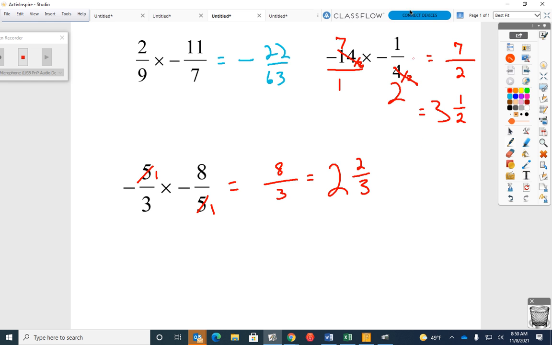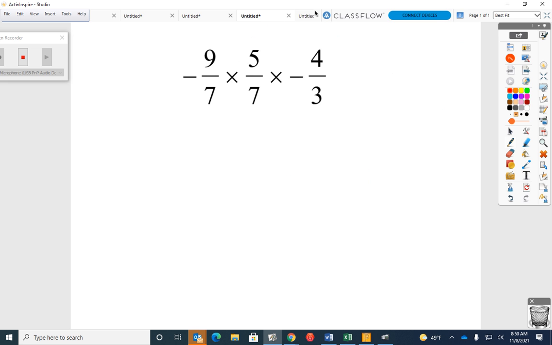Okay. What about if I have something like this? What's different about this one? There are 3 numbers. Now, here's the cool thing about when we have 3 numbers: we can simplify and cross-cancel before we start, but let's determine what the sign is going to be, okay? Again, it doesn't matter what the numbers are. This is a negative times a positive.